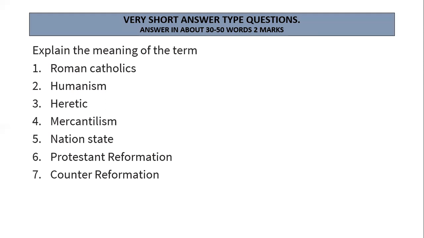Next term is mercantilism. Mercantilism was an economic theory that measured the wealth of a country according to the amount of precious metals, particularly gold, that the country had. The exponents of mercantilist theory insisted that a country should export maximum quantity of goods and should restrict its imports in order to increase their gold reserves. That is mercantilism.